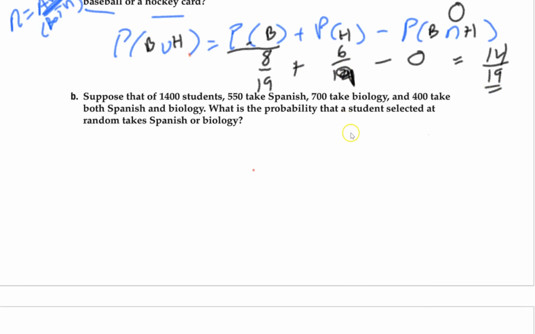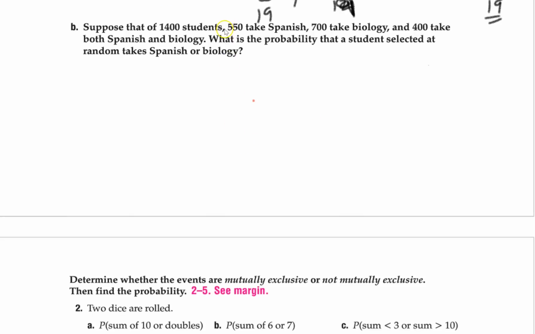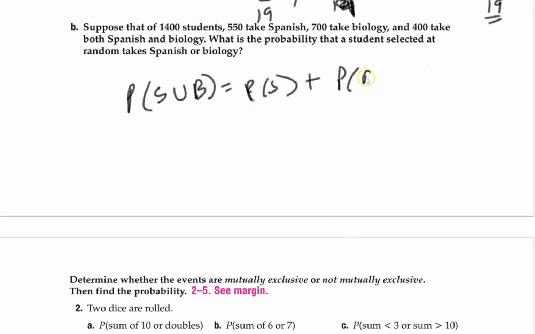Next one. Suppose there are 1,400 students, 550 take Spanish, 700 take bio, and 400 take both. What's the probability that a student selected at random takes Spanish or biology? So I'm going to use my same formula I love. Spanish or, that's an or symbol, biology equals probability of Spanish plus probability of bio minus probability of Spanish and bio.